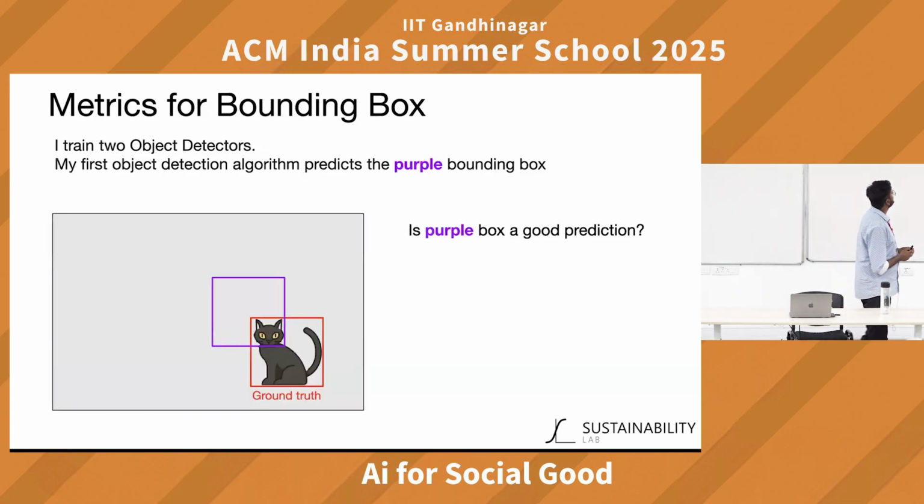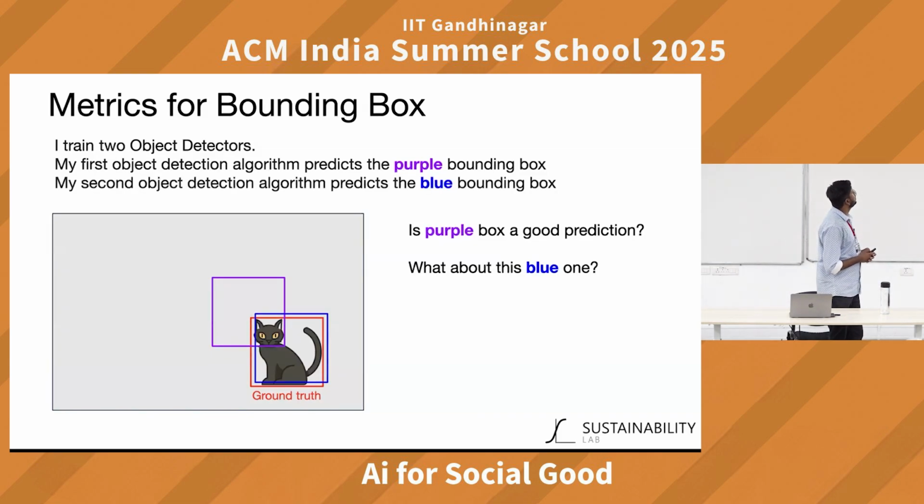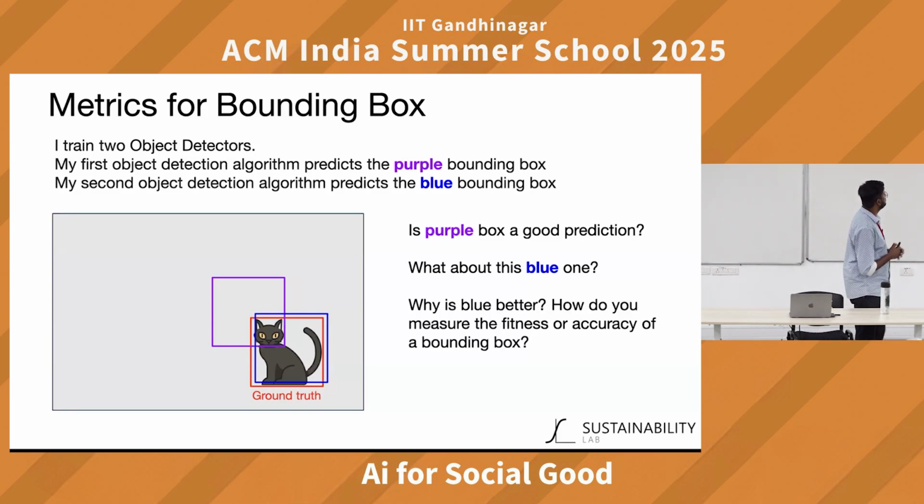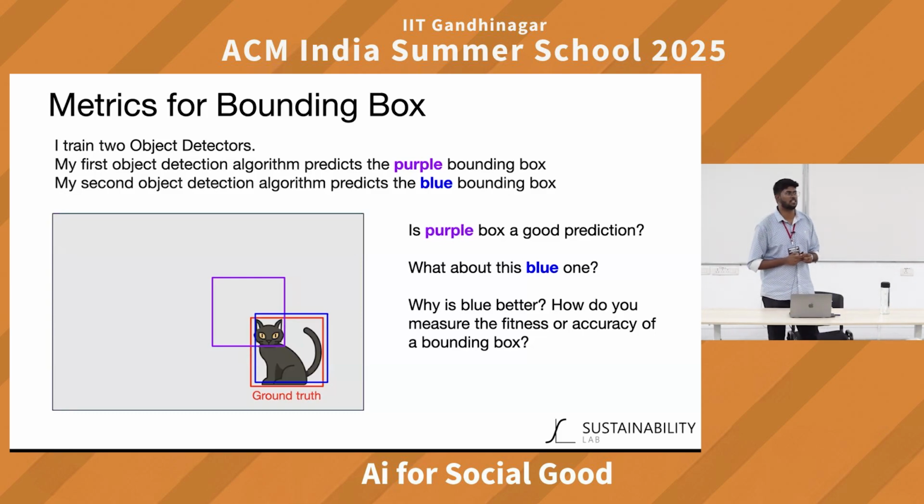For example, let's say I have trained 2 object detectors. My first object detector creates this purple bounding box. Is purple a good prediction? What do you think? No, not really. Now I have trained another object detector. It predicts this blue bounding box. Is blue better? It seems to be better, right? It seems to be more aligned. But why is blue better? How do you measure the fitness or accuracy of a bounding box? You need some method, right?